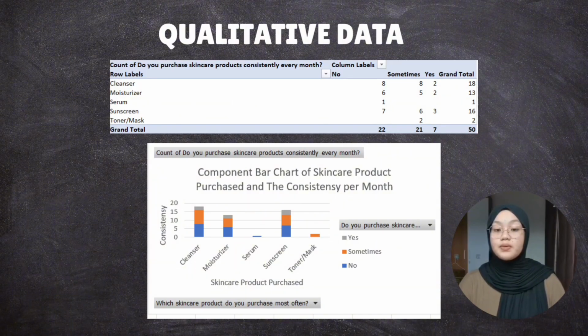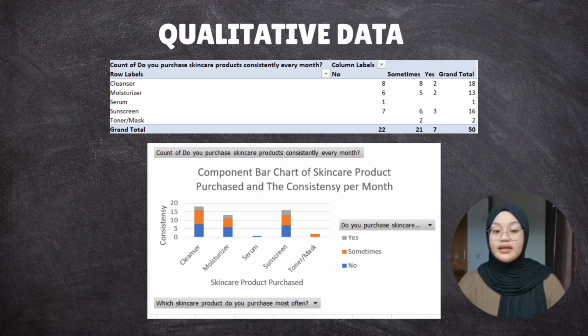Lastly, the respondents who purchase skincare products consistently every month total 7 people. Among them, 2 respondents consistently buy cleanser, 2 consistently buy moisturizer, 0 buy serum, 3 consistently buy sunscreen, and 0 consistently buy toner or mask.